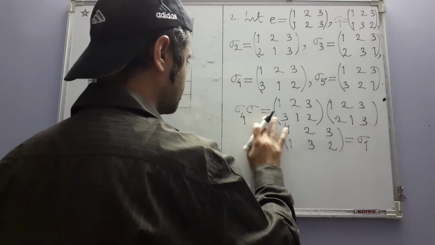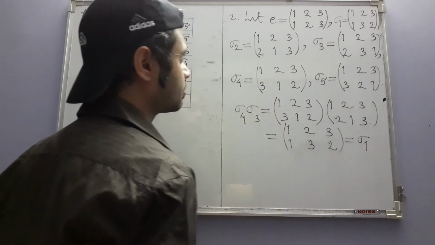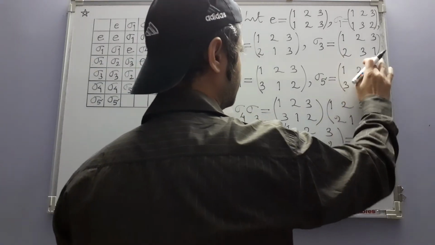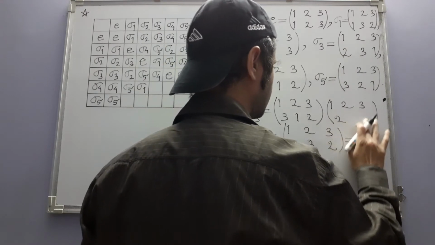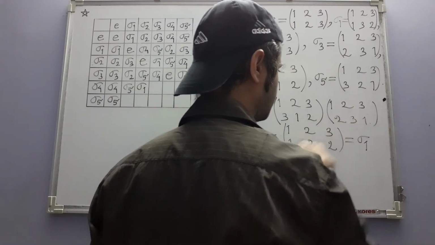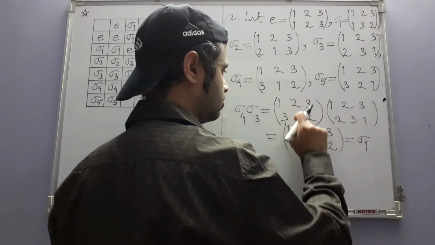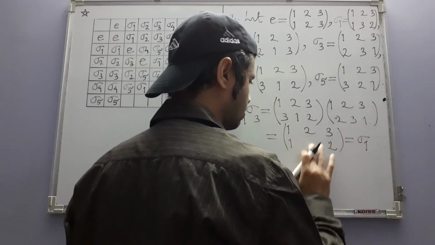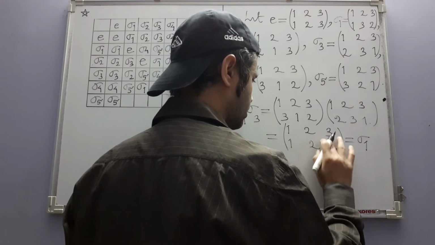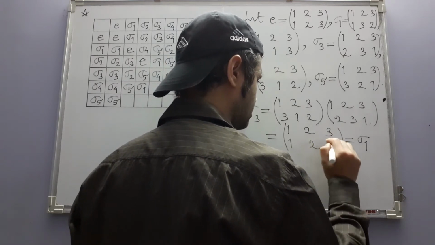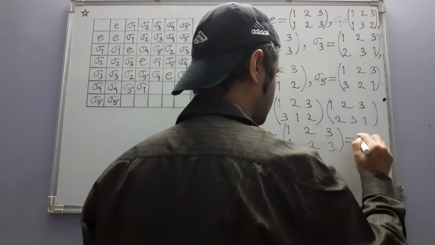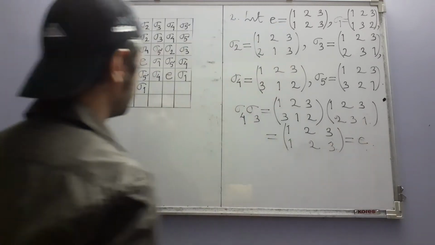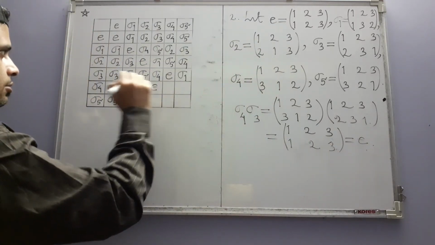then sigma 4, sigma 3, 231. 1 to 2, 2 to 1, 1 to 1, 2 to 3, 3 to 2, 2 to 2, so that means this will be 3, and this is E. So this is E.